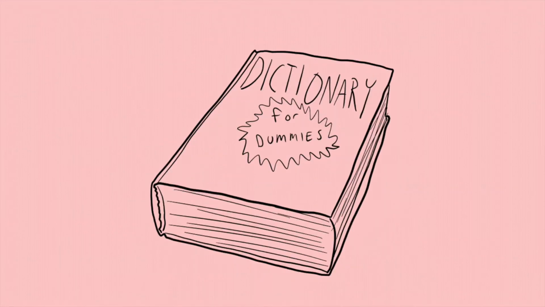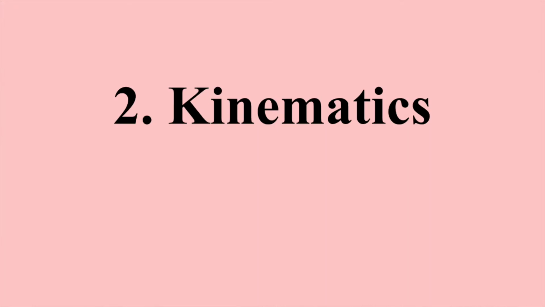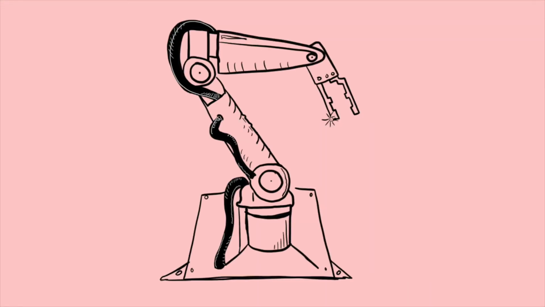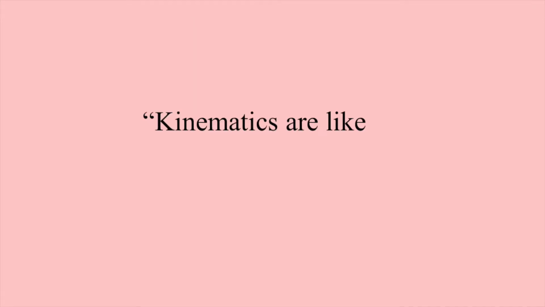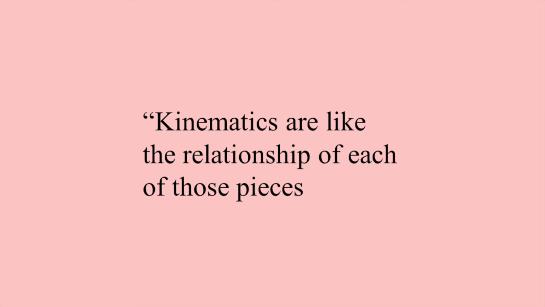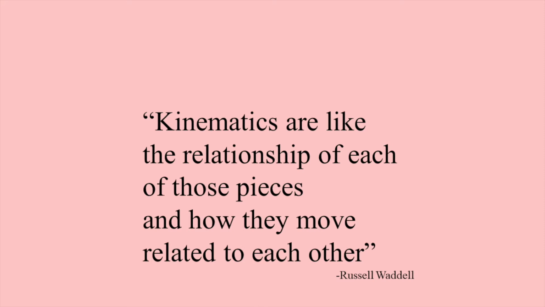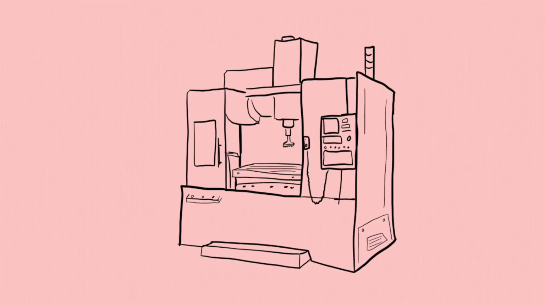I think I know. You know how when you're looking at a CAD model, it's giving you shape and size, sometimes color. Kinematics is motion. Think about a 6-axis or a 9-axis robotic arm, and the linkages between each of those sections of arm and the joints. Kinematics are the relationship of each of those pieces and how they move related to each other. You can have the same thing for a CNC.